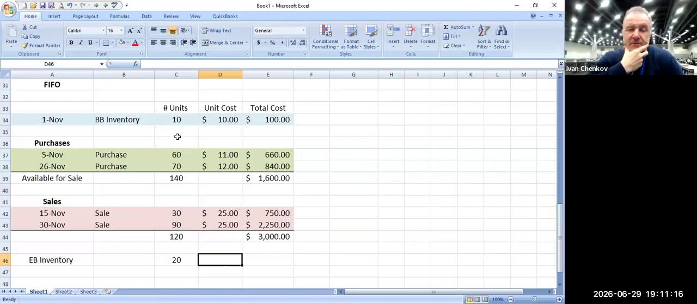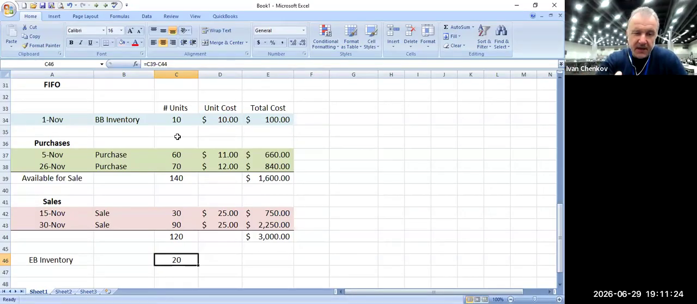So the other thing that we can do, let's change a little bit the number here. Forget about the calculations here. Imagine if I have in my ending inventory 80 units. If I have 80 units, is it possible now to have in my ending inventory units from my purchase from November 5th? What do you think?